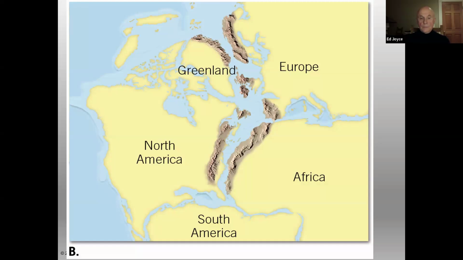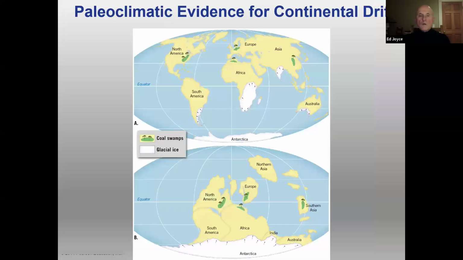And these are the continents realigned according to Alfred Wegener. He also looked at paleoclimatic evidence. And what he saw was that around the world, in the upper part of the slide here, there was evidence of coal swamps in North America, in Europe, over in Asia, and in Africa. And he saw that with the present day configuration, these coal swamps shouldn't have been there. There shouldn't be coal swamps up in North America and up in Europe.